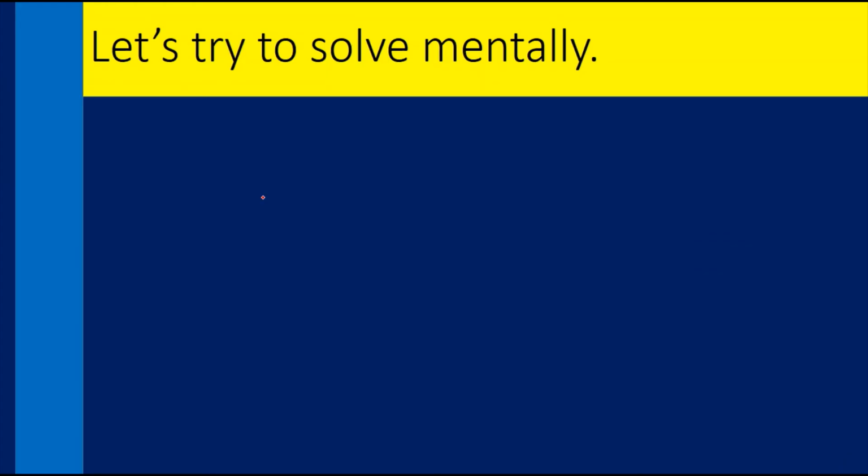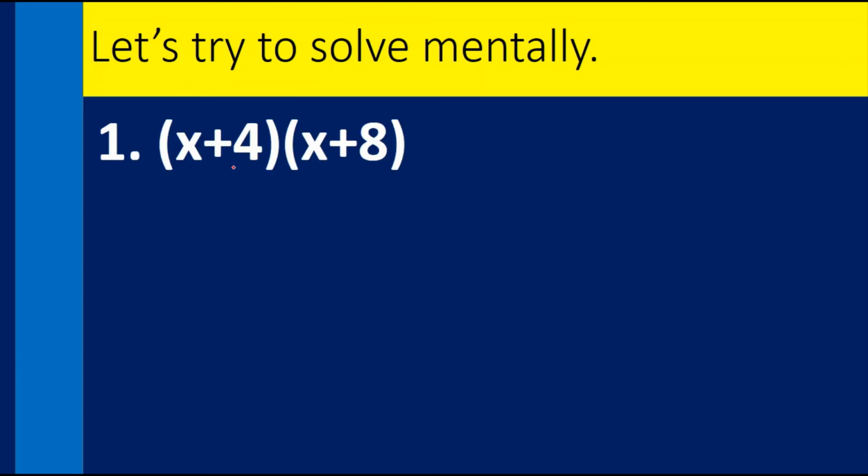Now, let's try to solve mentally. Example number 1. Multiply the quantity x plus 4 times the quantity of x plus 8. So, first, get the product of the first terms. So, x times x equals x squared.